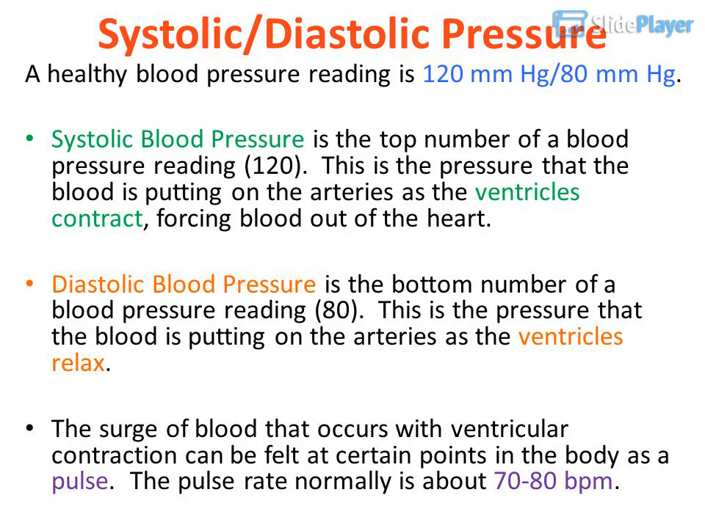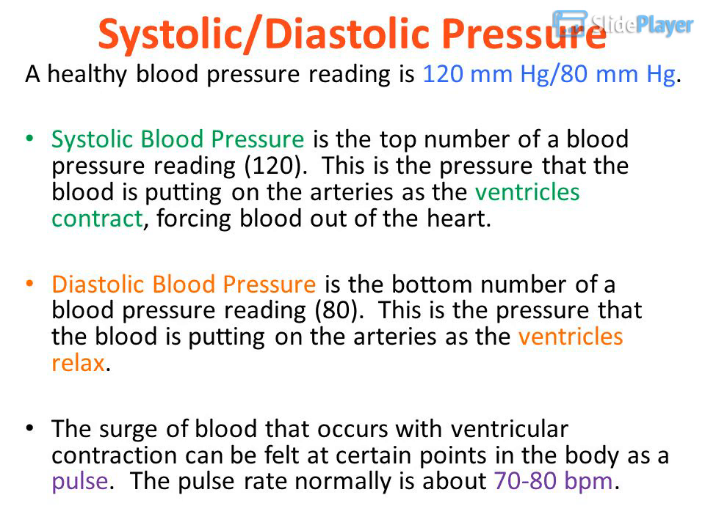Systolic/diastolic pressure. A healthy blood pressure reading is 120 mm Hg/80 mm Hg. Systolic blood pressure is the top number of a blood pressure reading, 120. This is the pressure that the blood is putting on the arteries as the ventricles contract, forcing blood out of the heart. Diastolic blood pressure is the bottom number of a blood pressure reading, 80.